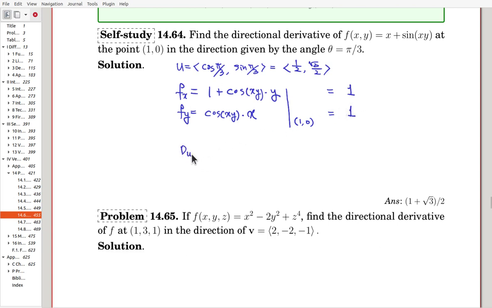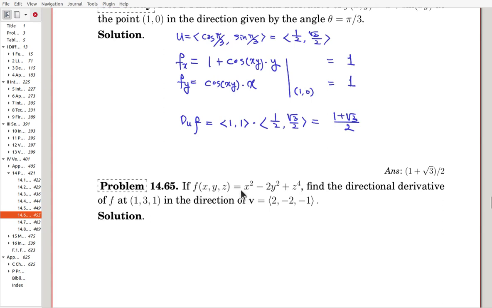So D_u f, now we are using the dot product formula, (1, 1), which is (f sub x, f sub y), dot (1 over 2, square root of 3 over 2). So that's simply multiplication and addition. So that is the same as 1 plus square root of 3 over 2. Right? That's the final answer. F is given here.